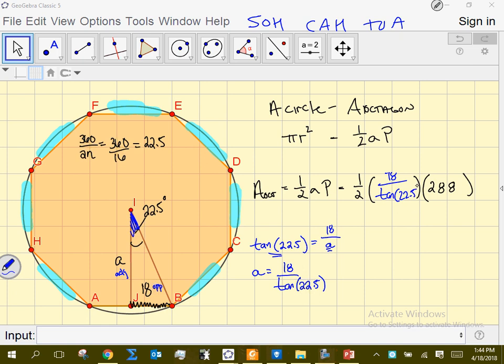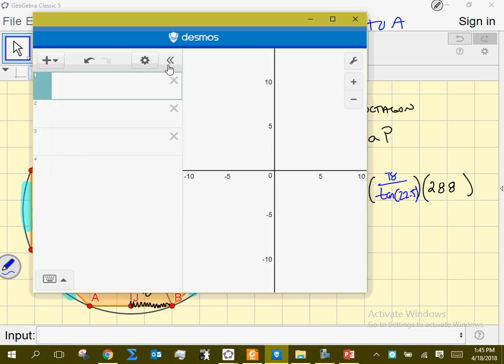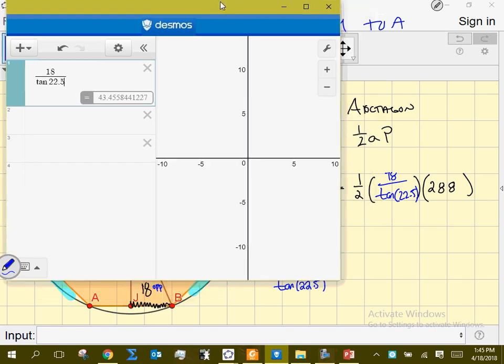Okay. Now you could, and some people do this, maybe I write it. So it was 18 divided by tangent of 22.5. So 43.455.